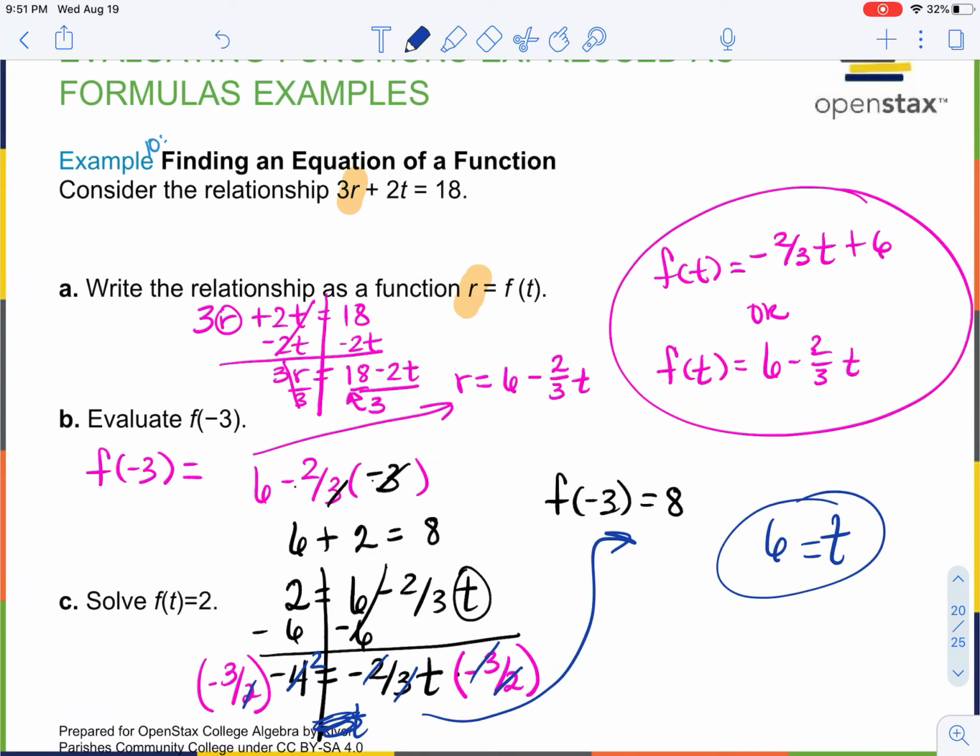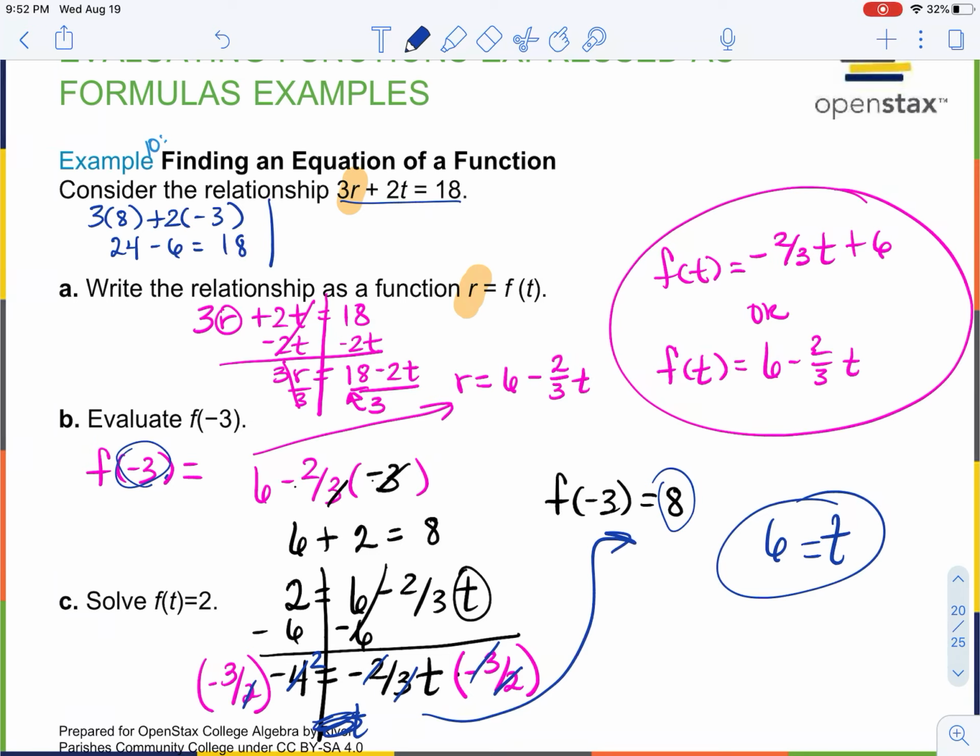So if you're unsure, you can go back and check by plugging either of the numbers into part A and see if you get the other number. You can also go up just to the original equation. Let's see, if we put in -3 for t. So when -3 is t, 8 is r. So 3 times 8 plus 2 times -3. So 3 times 8 is 24. 2 times 3 is 6. 24 minus 6 is 18. Yep, that works.